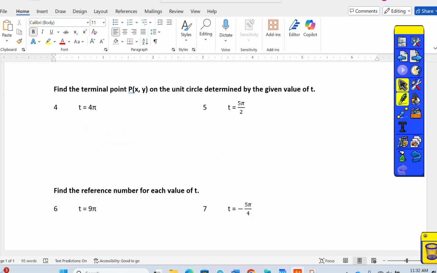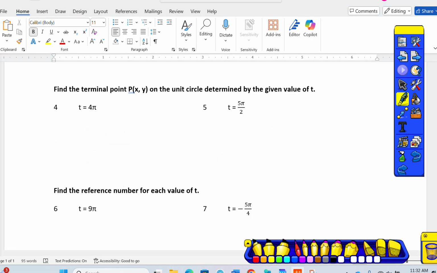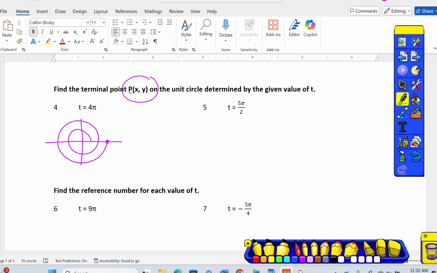Okay, number 4. Find the terminal point. So we're looking for the coordinate point. So first I have to figure out where this is on the unit circle. Well, 4 pi means I went around the circle twice. The coordinate point there is 1, 0. Number 5, 5 pi over 2. So I got 1 pi over 2, 2, 3, 4 pi over 2. 5 pi over 2 puts us at the top. Coordinate point is 0, 1.